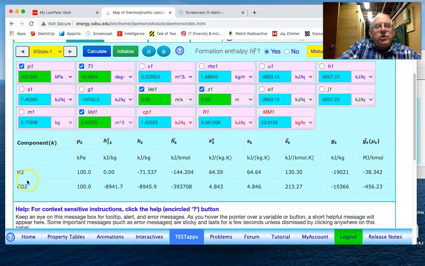Now, in fact, it actually came through, and it now has each of the components. And so as you see, each of the components has been determined. And what we see then for each of the components is some of the properties associated with the components itself. The enthalpy, the entropy, and so on.